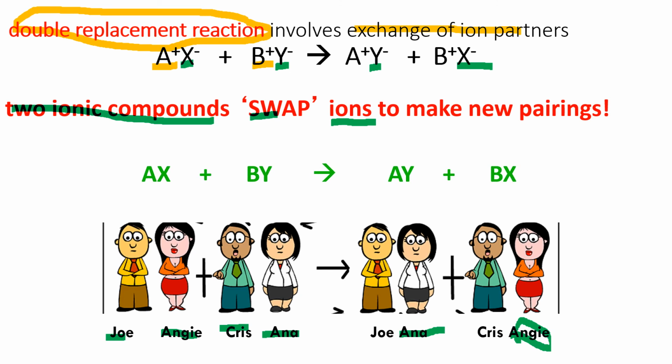So AX plus BY will produce AY plus BX. That is the general equation.